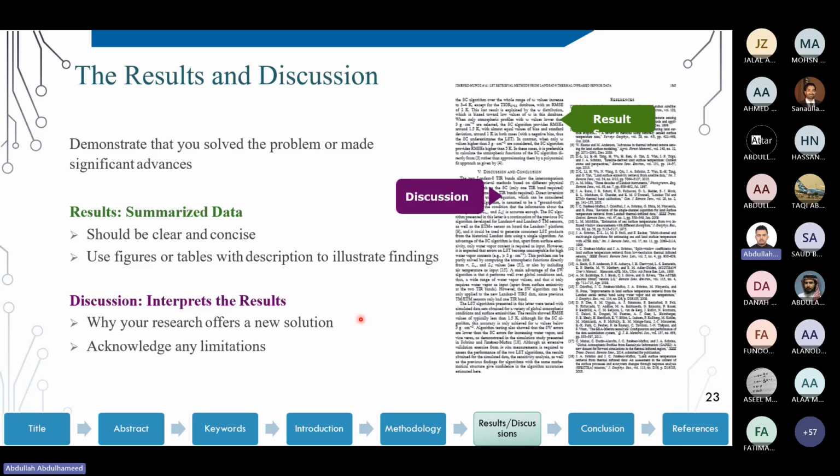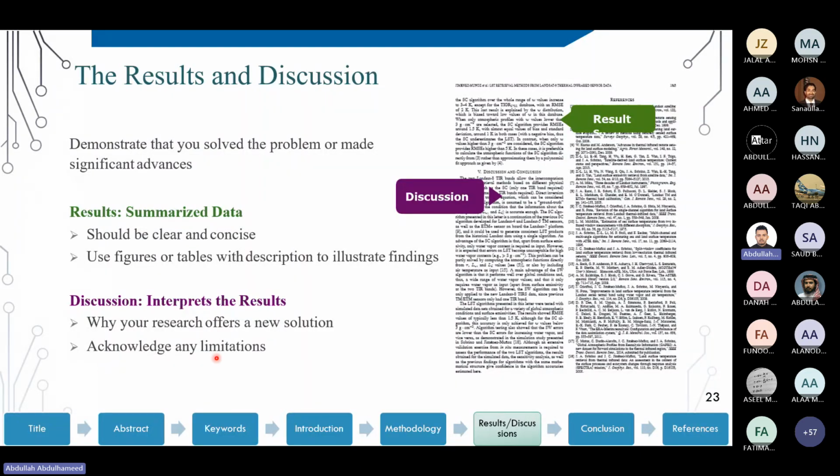Sometimes it doesn't have to be something new or novel, especially since you are an undergraduate. Sometimes if you just replicate a previous study, that is enough. Because later on in the master's, inshallah, or PhD, if you want to further your study, then you need to focus more on these things. You need to explain how your research offers a new solution.